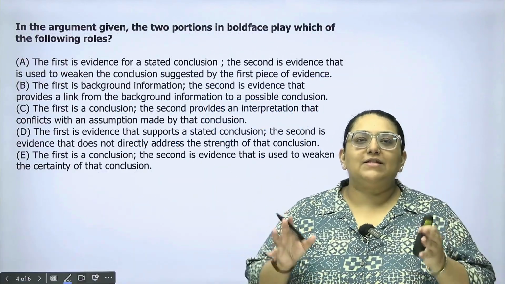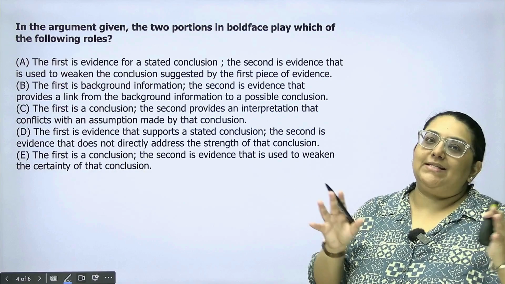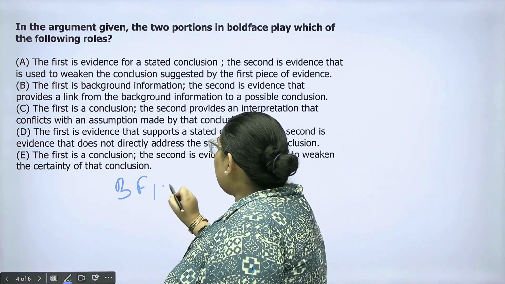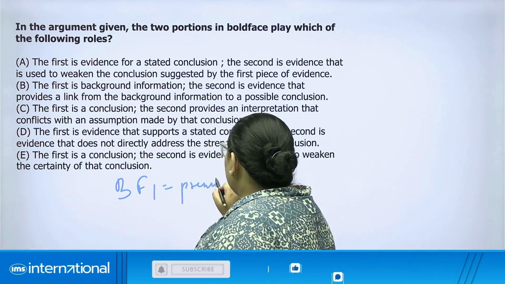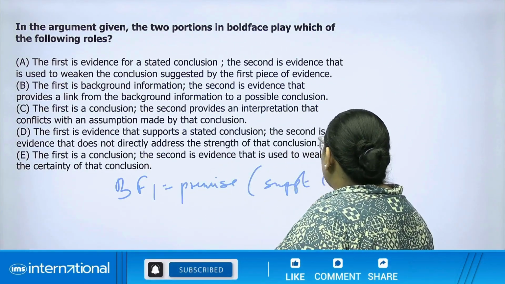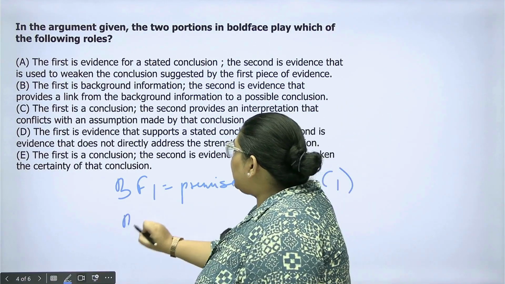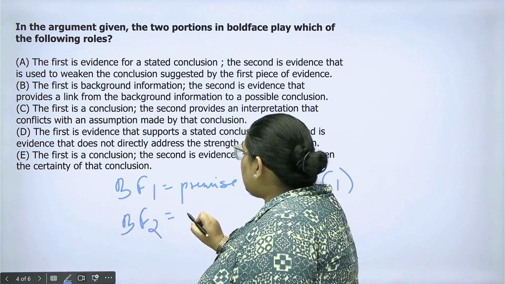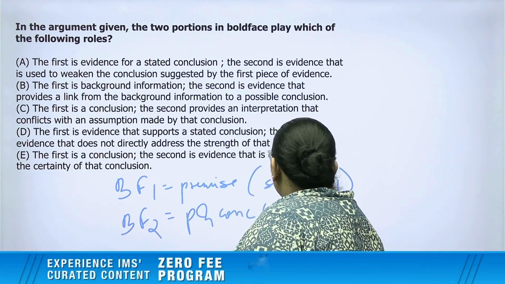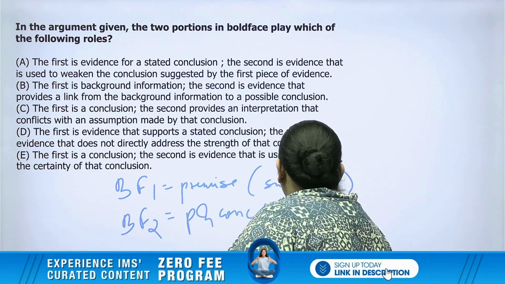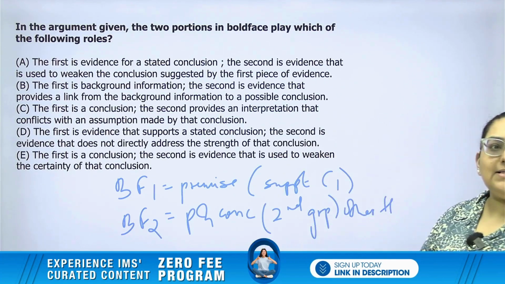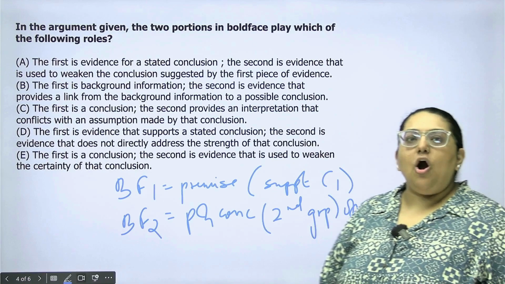Now, from our previous discussion, keep two things in mind: the first portion in bold is your premise that is supporting the first conclusion, and the second portion in bold is your premise and conclusion of the second group of people, that is the other historians. So keeping this in mind, let's have a look at the options.